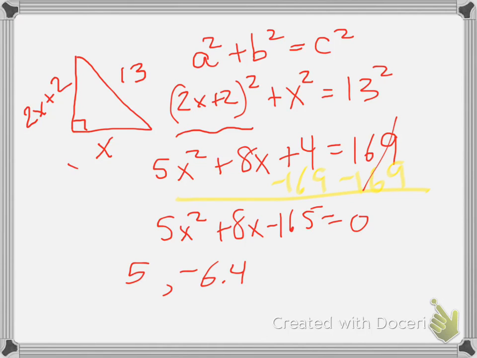Well, again, if x is the length of one of the sides, it can't be negative. So that means x has to be equal to 5. If x is equal to 5, then one of the sides is 5. And the other side must be 5 times 2 plus 2. So it must be 12. So 5 and 12.